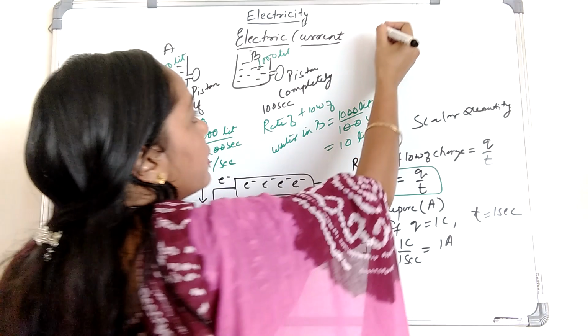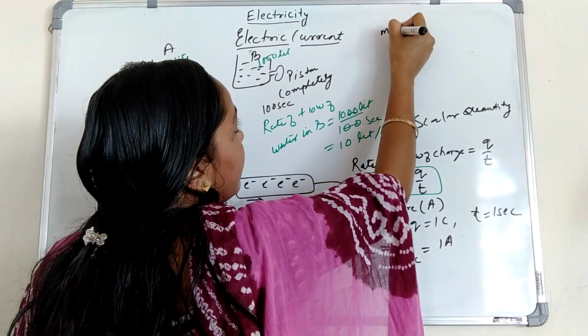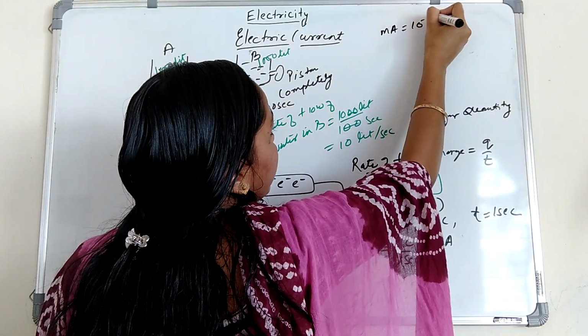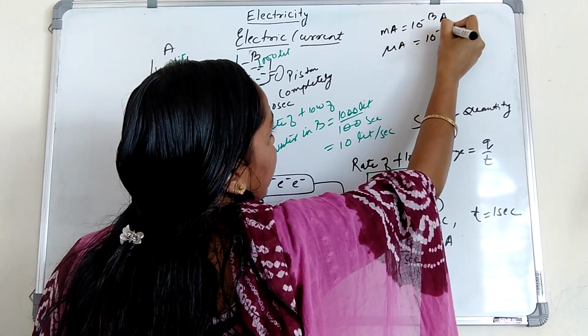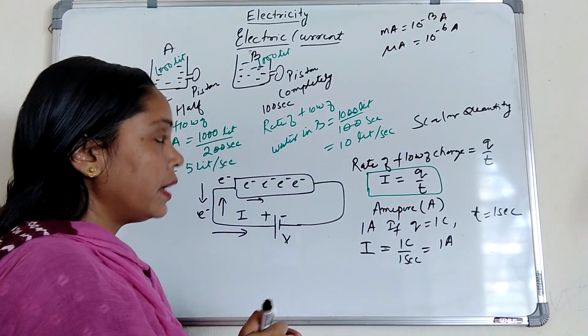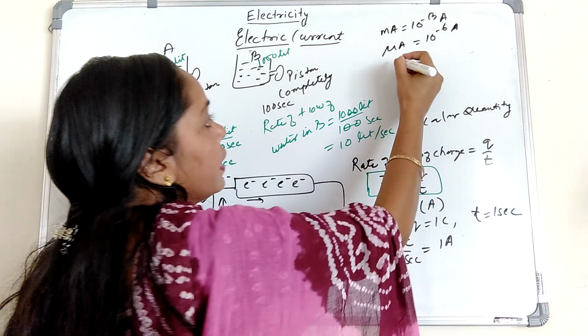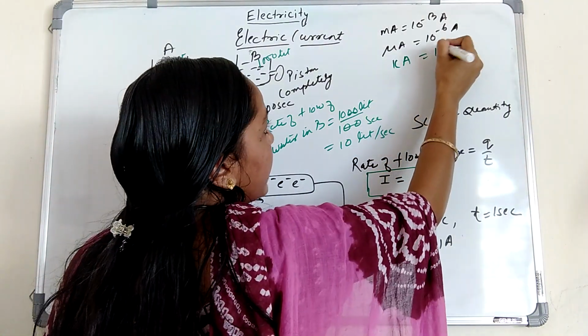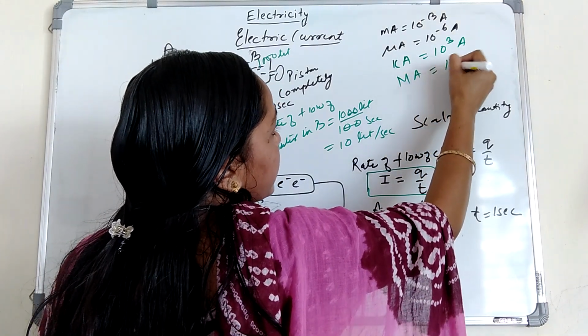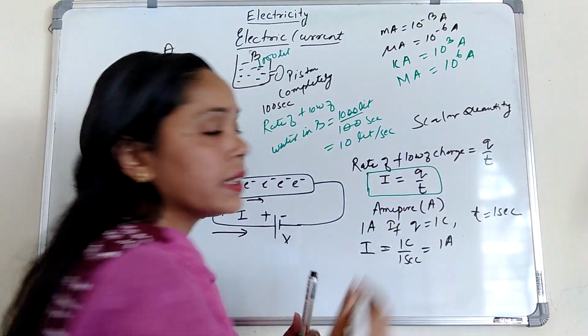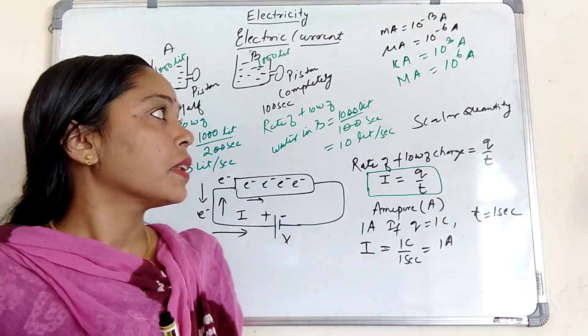Now some bigger and smaller units. The smaller units of electric current are milliampere, that is 10 to the power minus 3 ampere, and microampere, that is 10 to the power minus 6 ampere. And the bigger units are kiloampere, that is 10 to the power plus 3 ampere, and megaampere, that is 10 to the power plus 6 ampere.